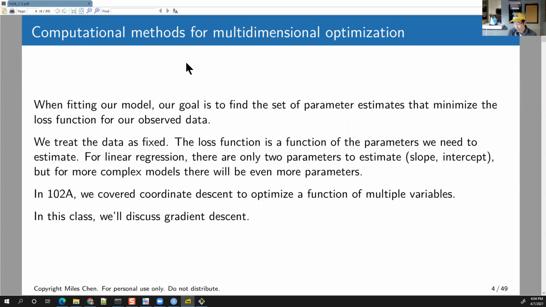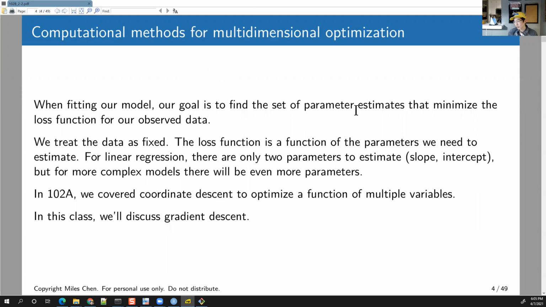Okay, so we'll take a look at some computational methods for multi-dimensional optimization, which is basically pretty much all of our problems are going to be multi-dimensional in nature. Okay, and so we want to find the parameter estimates. In our case, for linear regression, we want to just find the slope and the intercept. That's still a multi-dimensional problem because you've got two values there, right? You've got the slope and you've got the intercept. You've got two values to optimize, right?